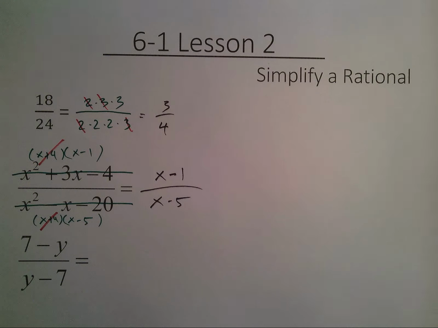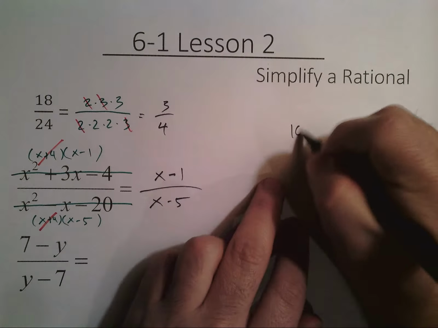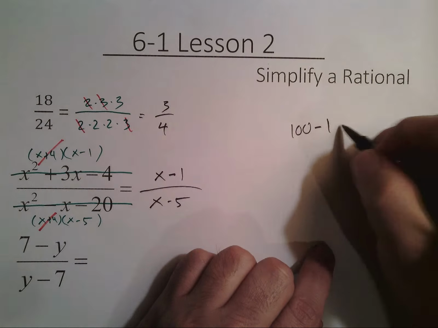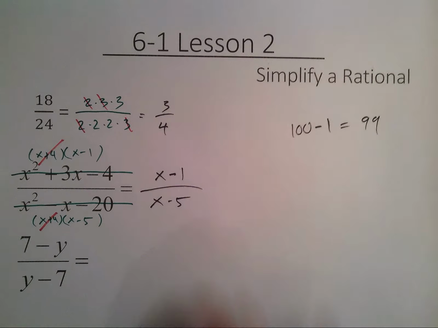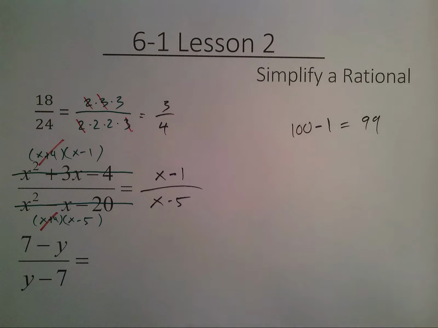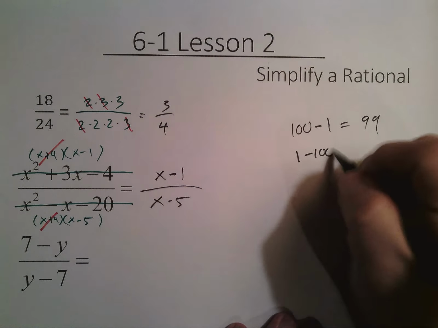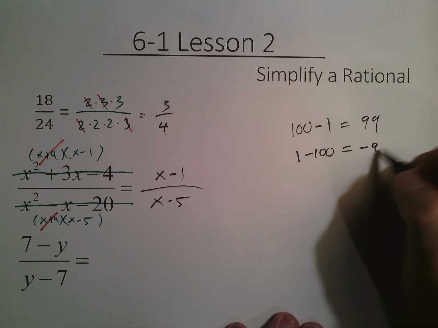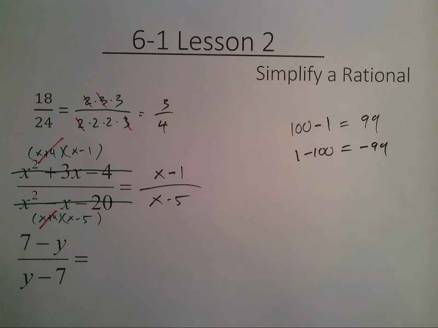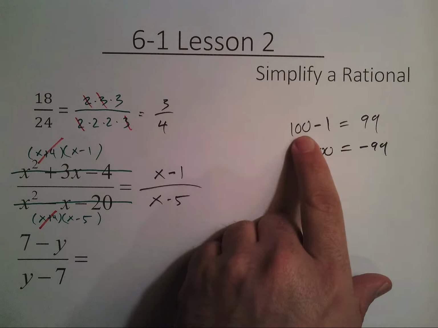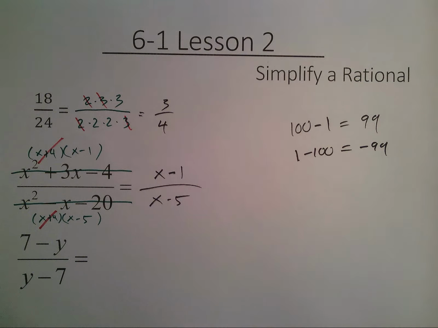Alright, now the last example for lesson 2 is kind of a weird one. So over on the side here, let me ask you a question. If you have $100 and you spend 1, what do you have left? Yeah, positive 99. Now what if you only have $1 in your bank account and a $100 debit comes out? What are you left with? Negative 99.